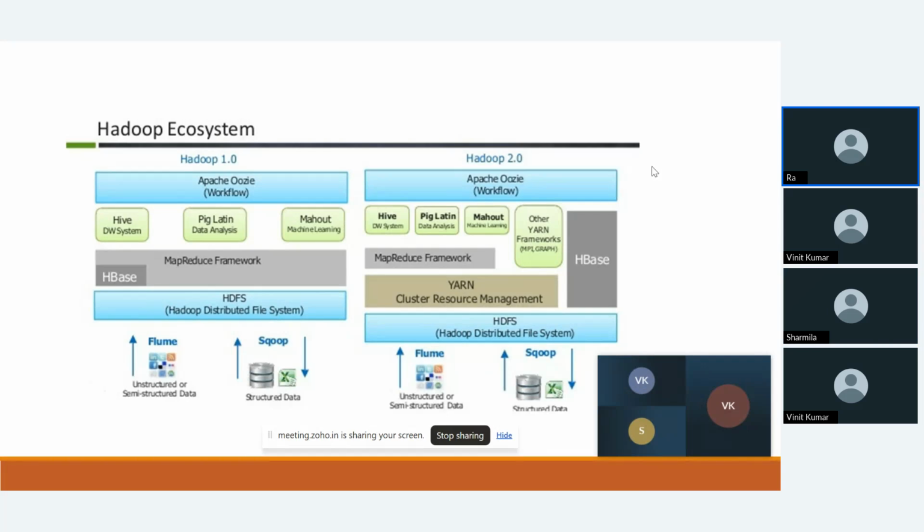Okay, so this was Hadoop 1.0. Now between Hadoop 1.0 and 2.0, there is one difference. If you can see, on top of HDFS and MapReduce, we have one more layer introduced, which is called Yarn. Yarn is Yet Another Resource Negotiator. This was the cluster resource management.